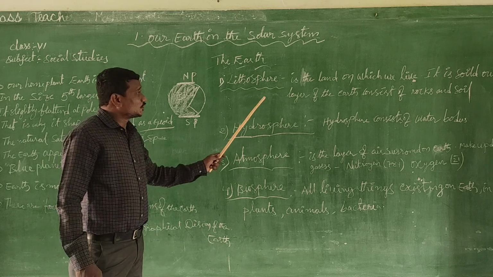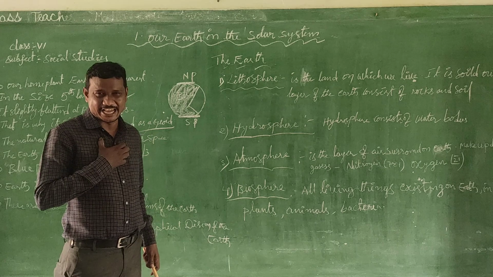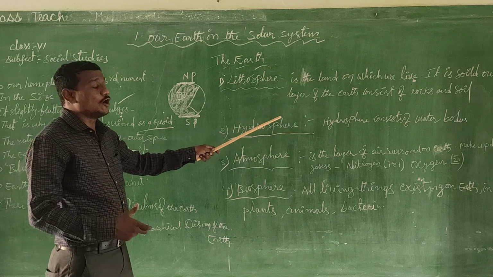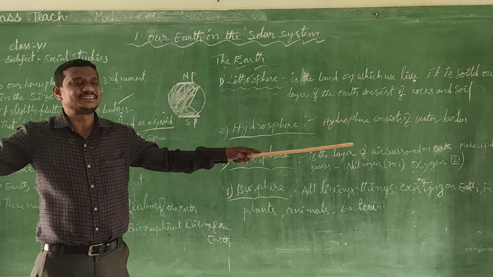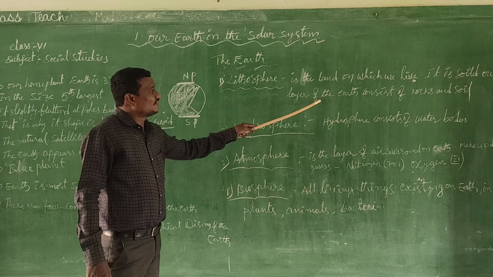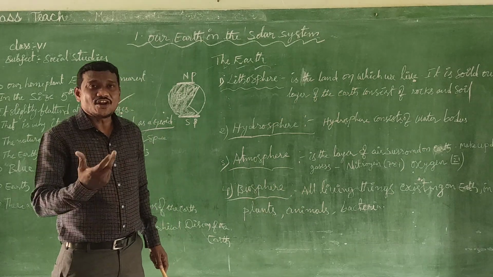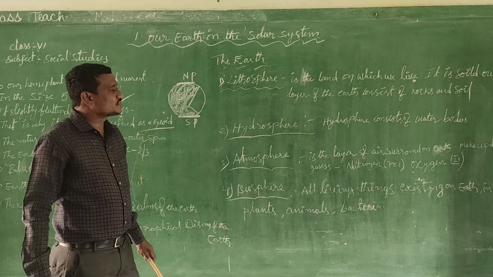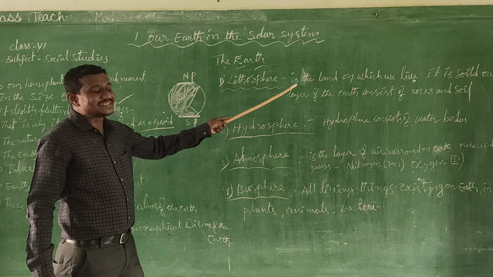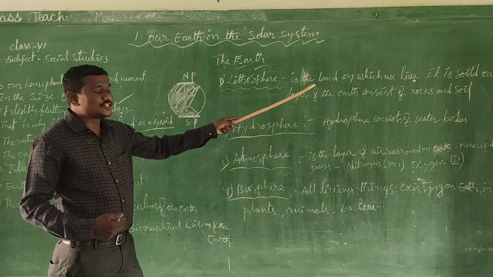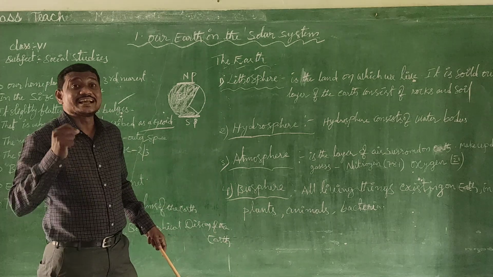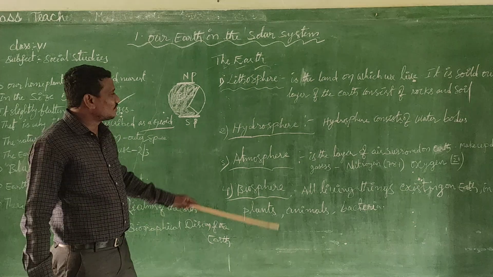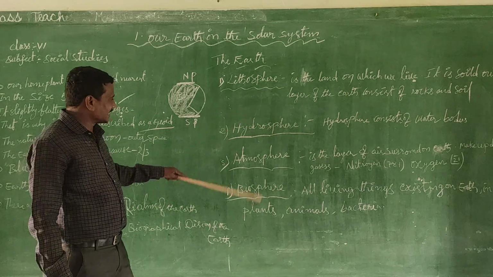What is the lithosphere? Lithosphere is the land on which we live. It is a solid outer layer and surface of the earth. It consists of rocks and soil. It is called lithosphere.